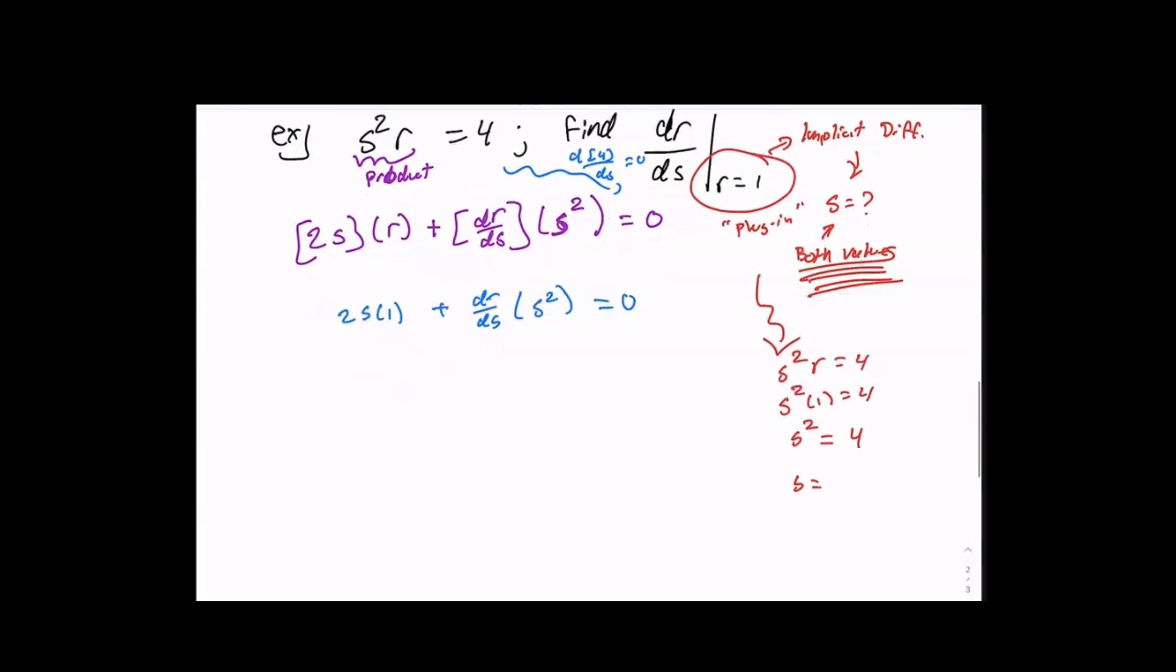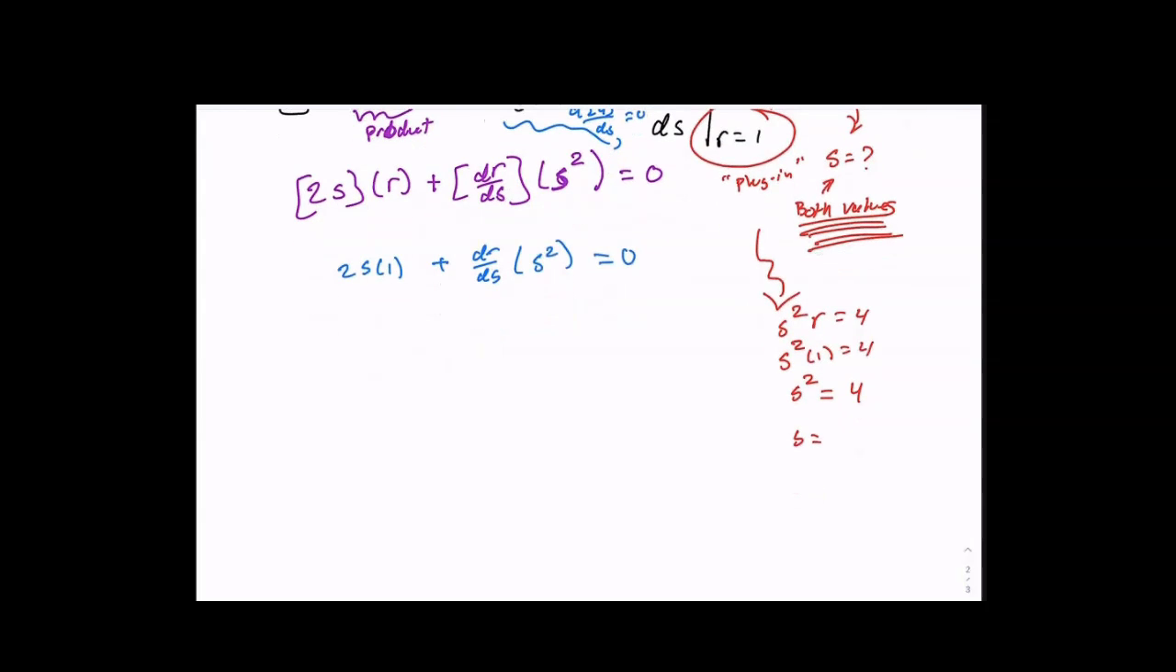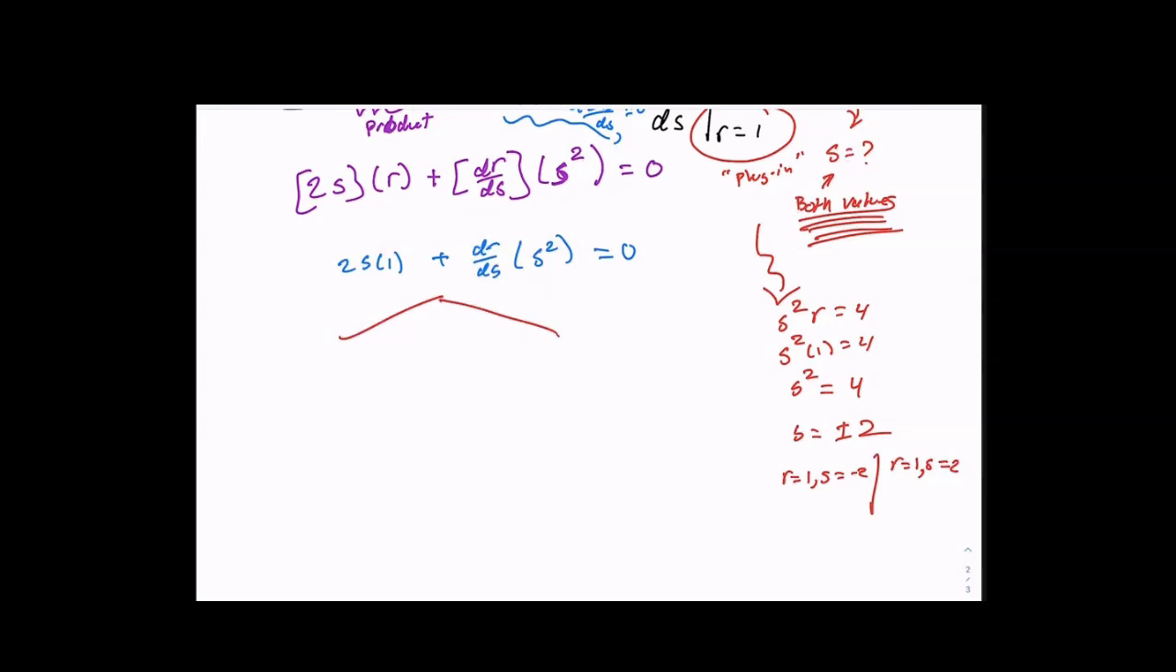So s is equal to? Not 2. I wouldn't give you full credit. Plus or minus 2. So now we have r equals 1, s equals negative 2, and we have r equals 1, s equals 2. So this is actually a two-part problem. There's going to be two answers to my problem. We'll deal with when s equals negative 2, and we'll deal with when s equals positive 2.